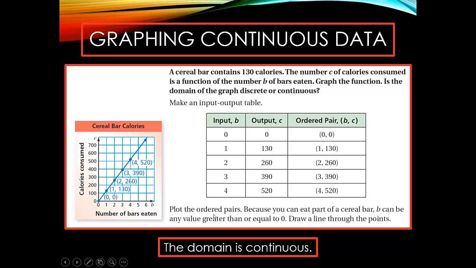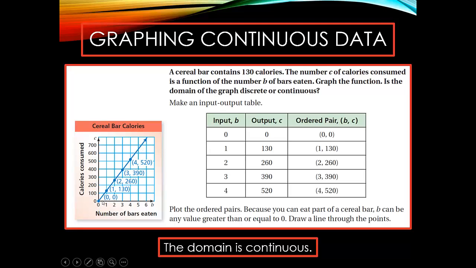So now we'll plot the ordered pairs. So we have 0, 0, 1, 130, 2, 260, 3, 390, and 4, 520. Because you can eat part of a cereal bar, B can be any value greater than or equal to 0. So we would draw the line through the points. So for this one, we would draw the line because we can eat part of a bar.